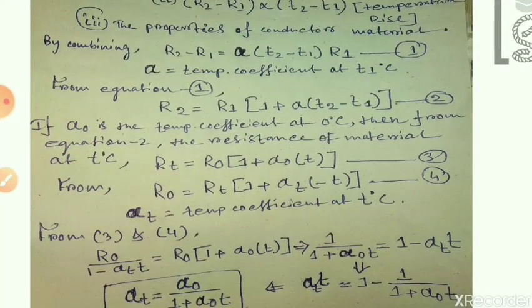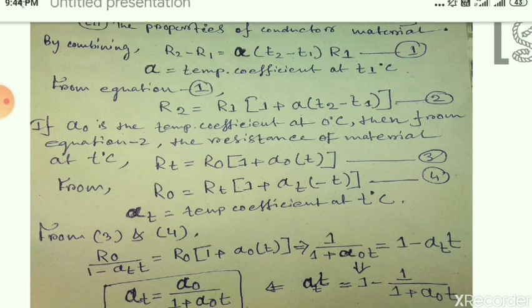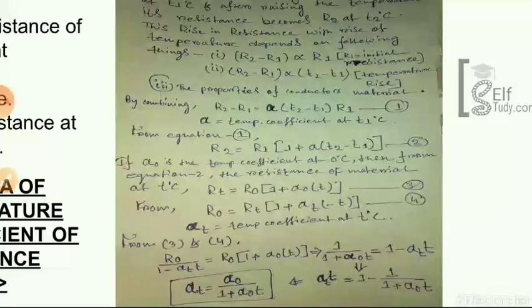Now from equations 3 and 4, R0 by (1 minus alpha T into T), which is actually the RT value, equal to equation number 3. From this, R0 and R0 get cancelled, and we can write 1 by (1 plus alpha 0 into T) equal to 1 minus alpha T into T. From that, alpha T equal to 1 minus 1 by (1 plus alpha 0 into T), and from that we can say alpha T equal to alpha 0 by (1 plus alpha 0 into T).